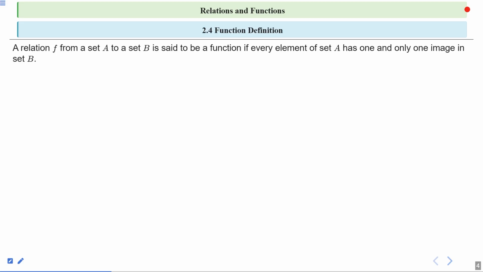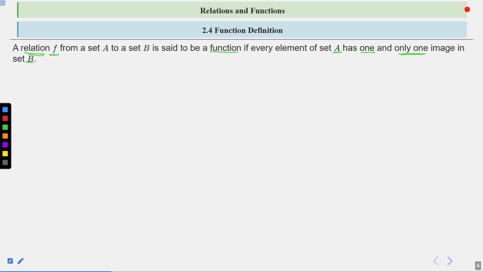So, the definition: what is a function? A relation F from a set A to a set B is simply said to be a function if every element of set A has one and only one image in set B. Clear? So this function F is nothing but your relation, first of all.